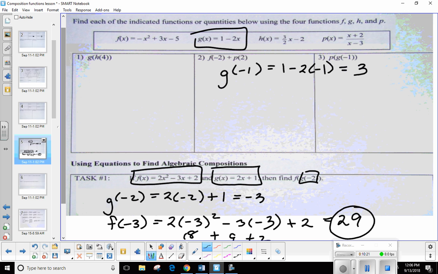Now, let's just stop for a second. I would go ahead and plug this now into what? Into p. The value I get for g of negative 1, I would plug right into the outside function, just like we did before. But here's the thing. Let's take a look at this guy for a second. p is x plus 2 over x minus 3. And this is part of what our exam is going to be: graphing a rational function.